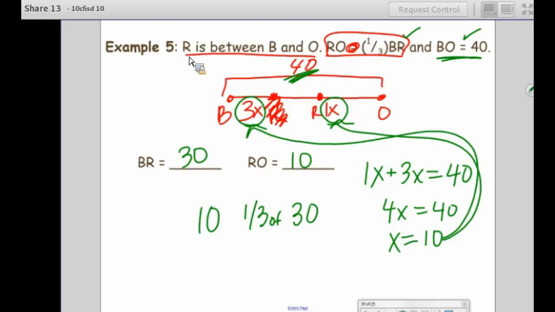Now, what I want to tell you, a lot of students do wrong. Here's what they do wrong. They see the 1/3 and they see the 40 and they just divide it by 3, or they multiply the 40 times 1/3. But there are not 3 parts here. There are 4 parts, because RO is 1 of the parts and BR is 3 of the parts, and 1 plus 3 is 4. There'll be some more examples on tomorrow night's homework that look like that.